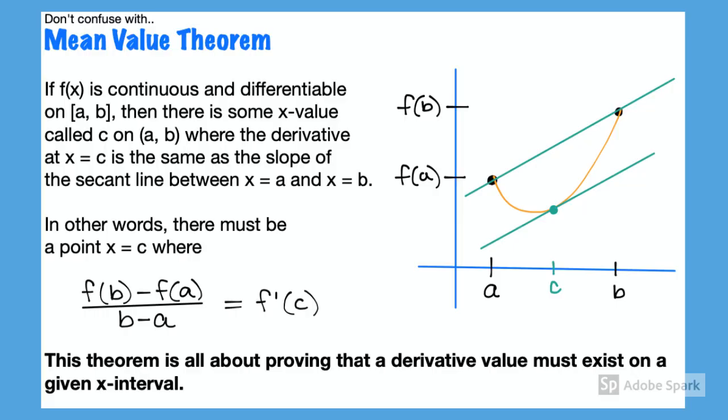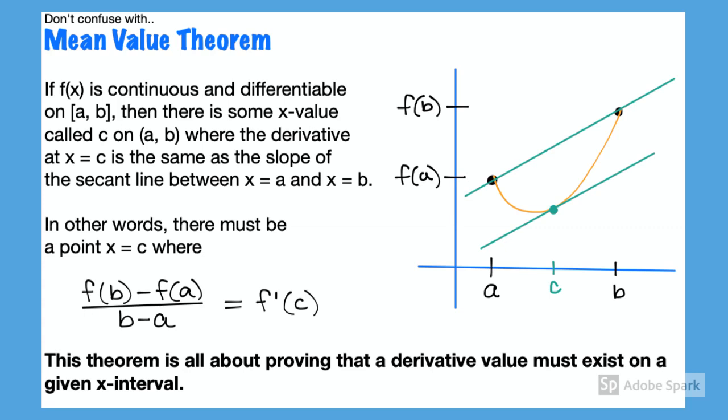You should recall that mean value theorem tells us that if a function is continuous and differentiable on an interval, so it doesn't break at all and it doesn't have any sharp corners, then there should be a point on the interval, and they call it c, where the derivative at c, or the slope of the tangent line, which I've shown in green, is going to be the same as the slope of the secant line between the endpoints, so the slope of the line between a and b.